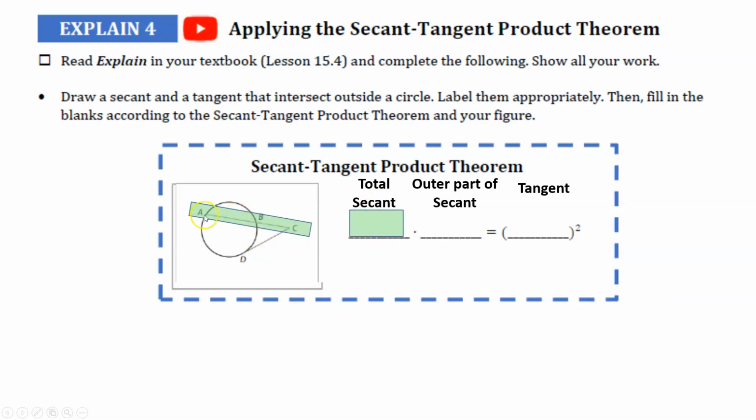The total secant, which in this case is AC, times the outer part of our secant, which is BC, is going to be equal to the tangent part, in this case CD. And it's going to be equal to that squared.